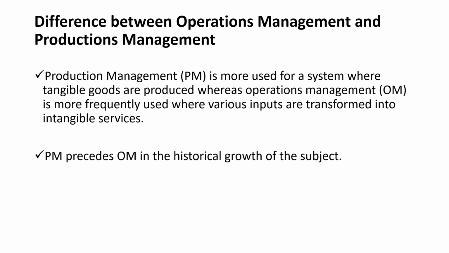Now a pertinent question comes to our mind: what is the difference between operations management and production management? Operations management is often used along with production management, but there are two points of distinction between them. Production management is more used for a system where tangible goods are produced, whereas operations management is more frequently used where various inputs are transformed into intangible services.